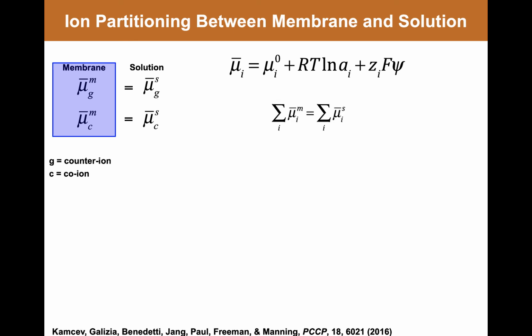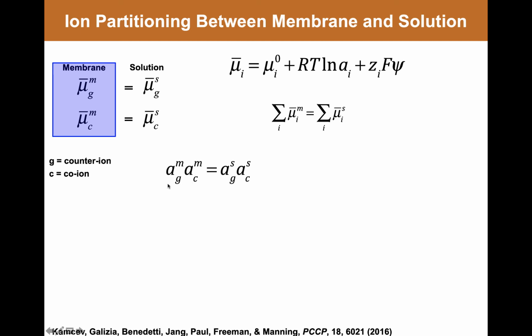Now, what's often done is the electrochemical potential of all of the ions, counterions and coions in the membrane, is summed up and set equal to the electrochemical potential of all of the ions in solution. And if you take the expression shown at the top of the page and plug it into this expression, you get a remarkably simple expression. It's the one shown here.